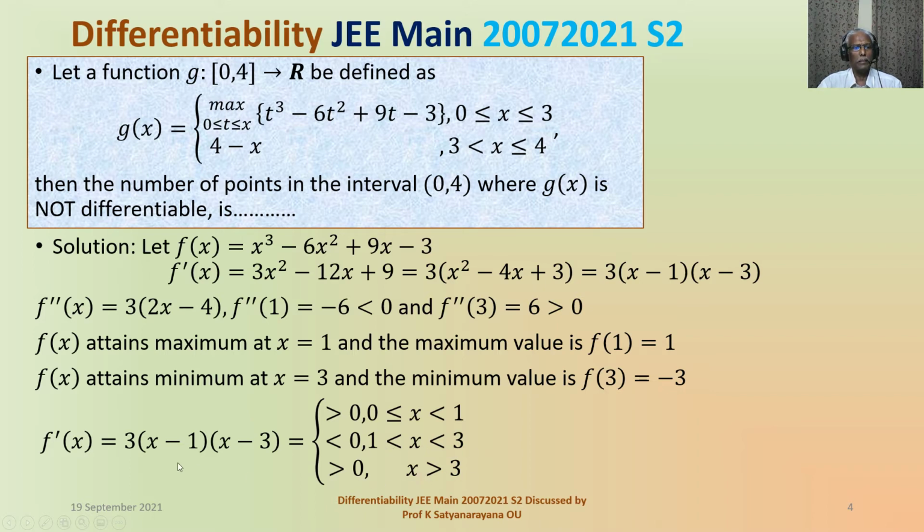When x is greater than 3, x minus 3 is greater than 0, x minus 1 is also greater than 0, the whole is greater than 0. So that means f of x increases in 0 to 1 and decreases in 1 to 3, and after 3 it increases. This is what it says.